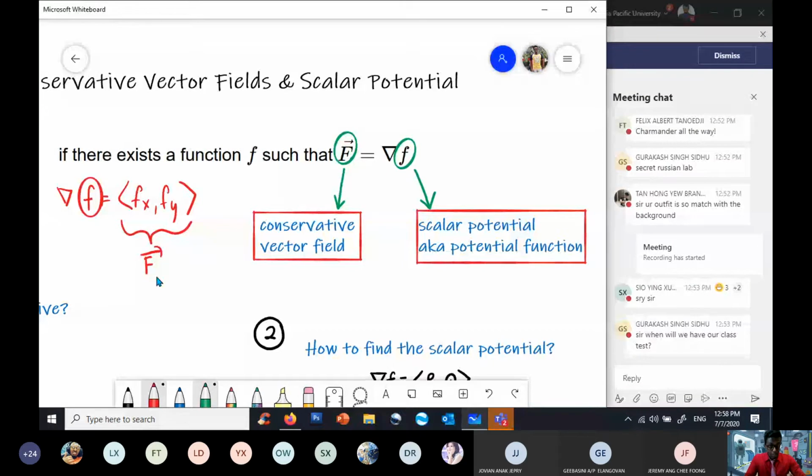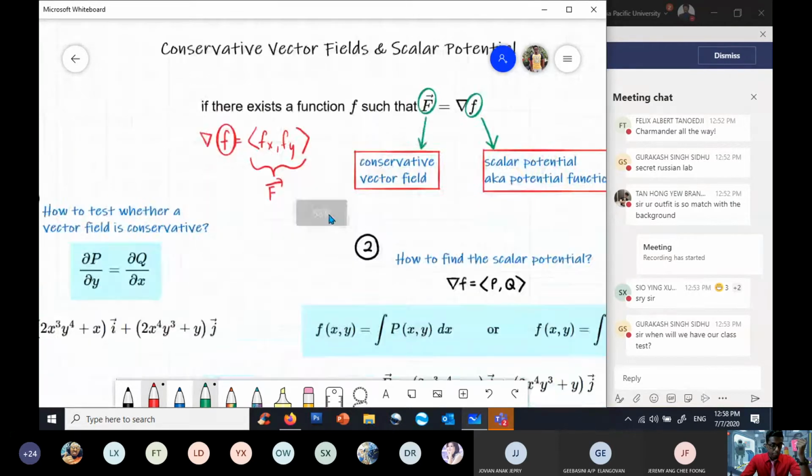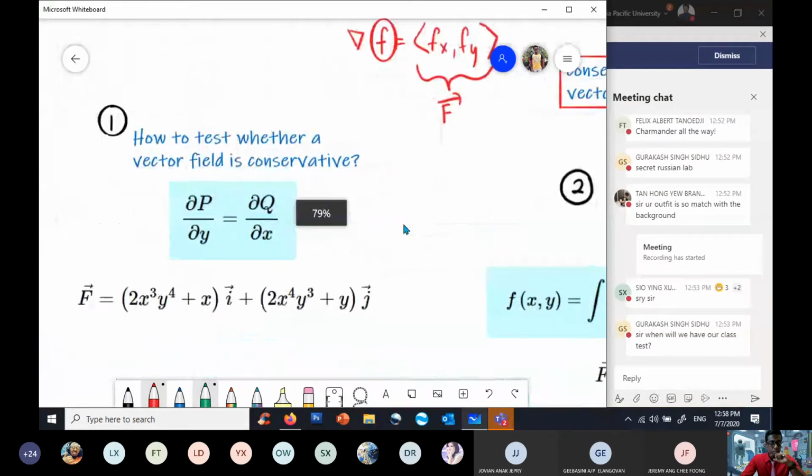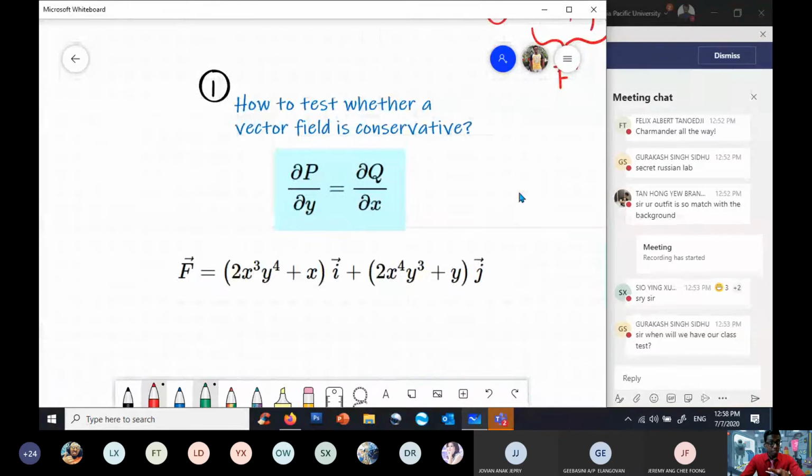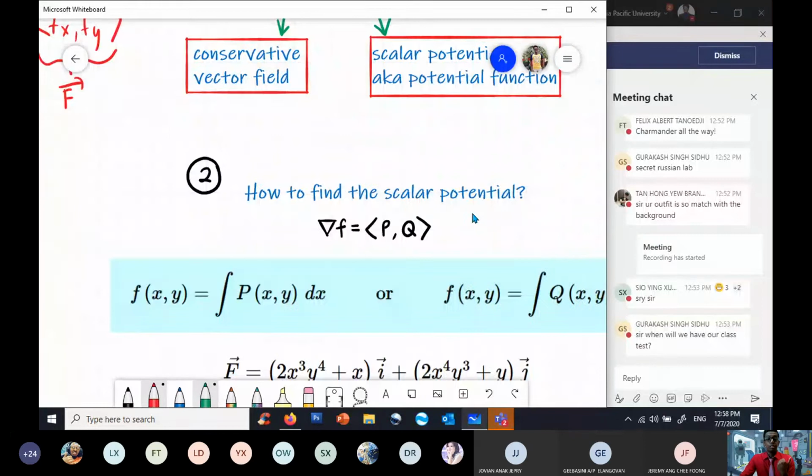And if it is conservative, then you should be able to find the scalar potential. That is how the flow goes. Okay, so as usual, instead of explaining it in a more general form, I prefer an immediate example. The first thing, there are two parts to this. Whenever I give you a vector function, you should be able to tell me whether the vector function is conservative or not. And if it is conservative, second part, you should be able to find the scalar potential.